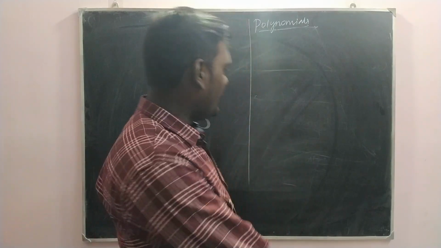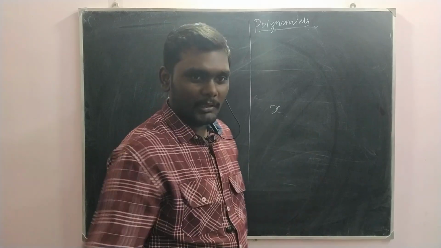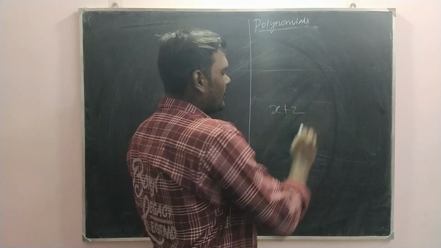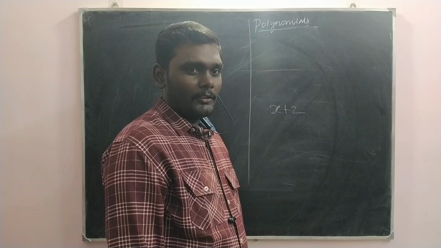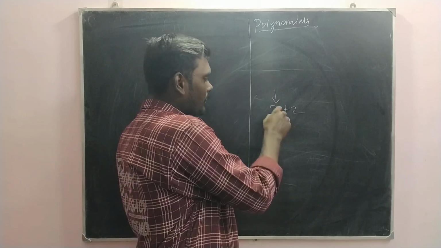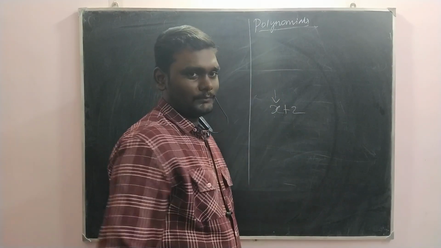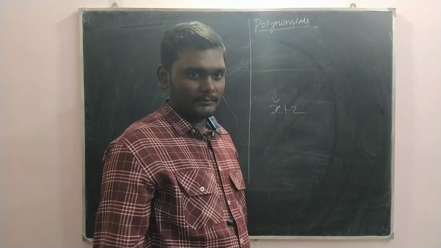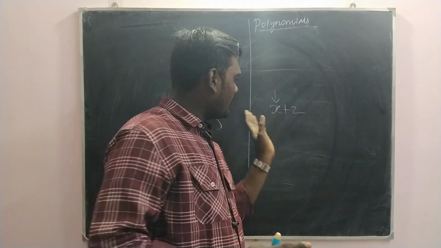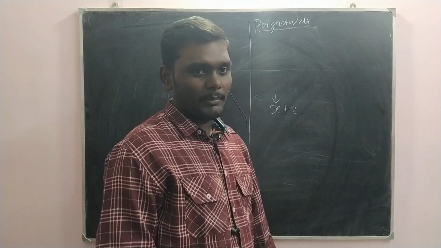Your roll numbers. Let this be x. Whatever we don't know, we'll keep it as x. So each person will do x plus 2. So what will you do here? You will put your roll number here and then plus 2. It varies person to person. So all together we can express it as one expression, that is called algebraic expression.